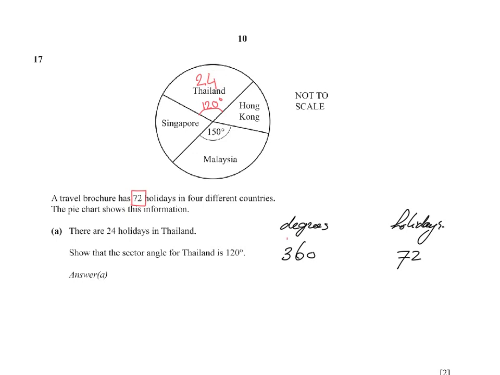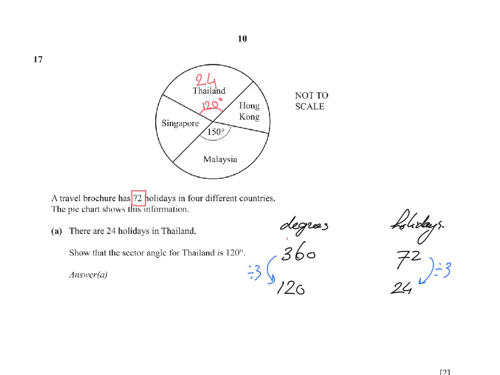Well, they told me in Thailand there are 24 holidays. So to go from 72 to 24, I have to divide by 3, because 72 divided by 24 is 3. Then I'll have to divide 360 also by 3. So 360 divided by 3 is 120 degrees. Again, there are several ways of writing that up. You can do it like this with direct proportion.